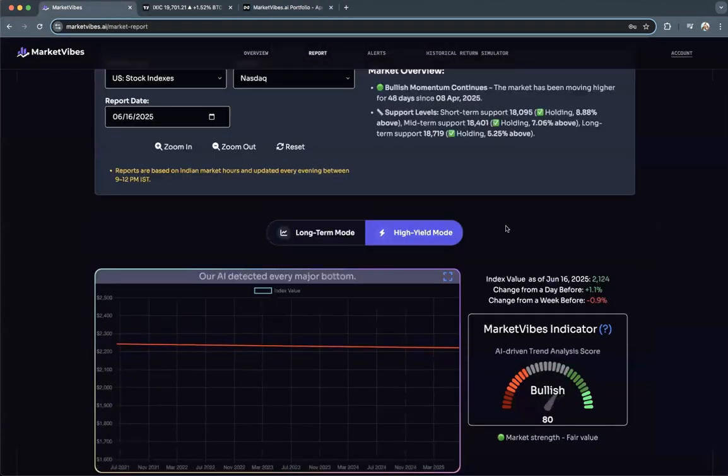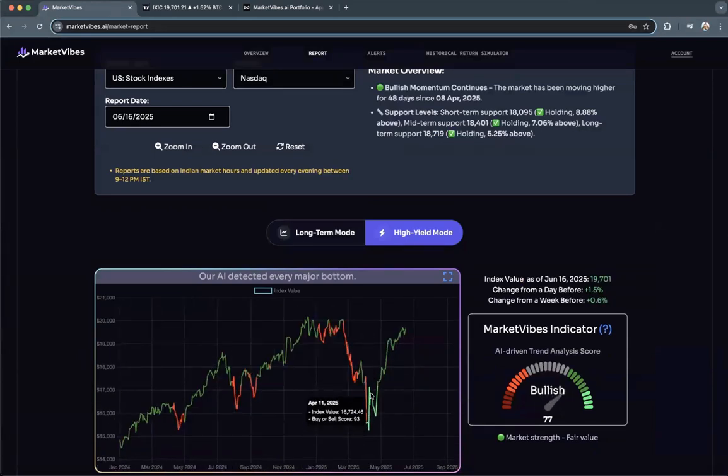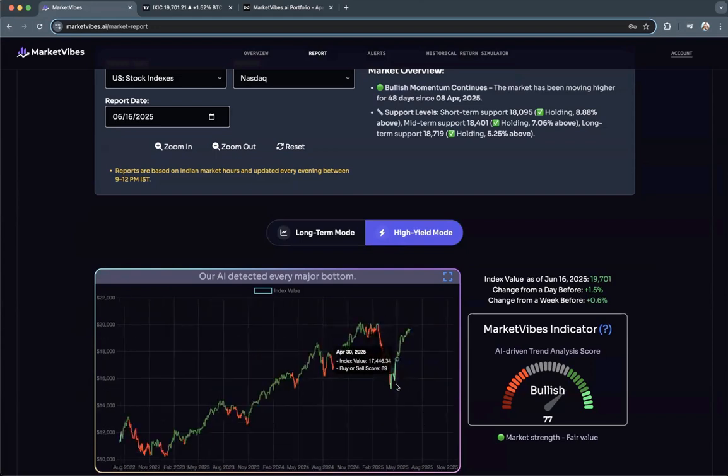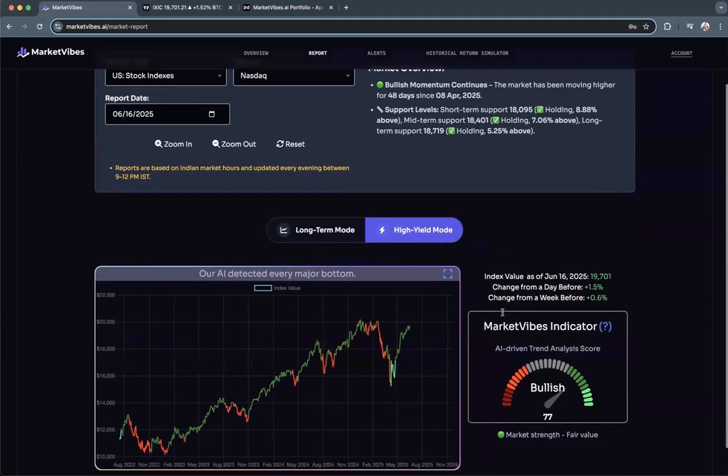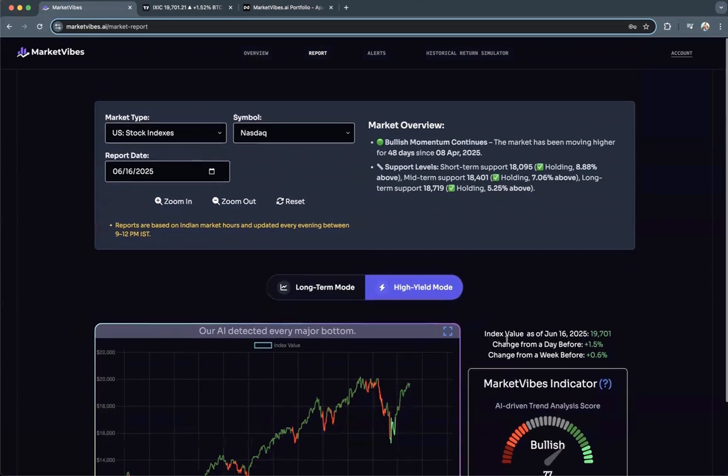So, for example, NASDAQ: the whole tariff and Trump situation and everything basically collapsed the market, right? And then we saw around April 7th, it went a little bit lower, but this was roughly around the bottom. So anyone who was able to detect this using MarketVibes.ai could have made some significant gains using the software. And that's what we are trying to do. In our personal accounts, I got into some options because they were very cheap around this area, right?